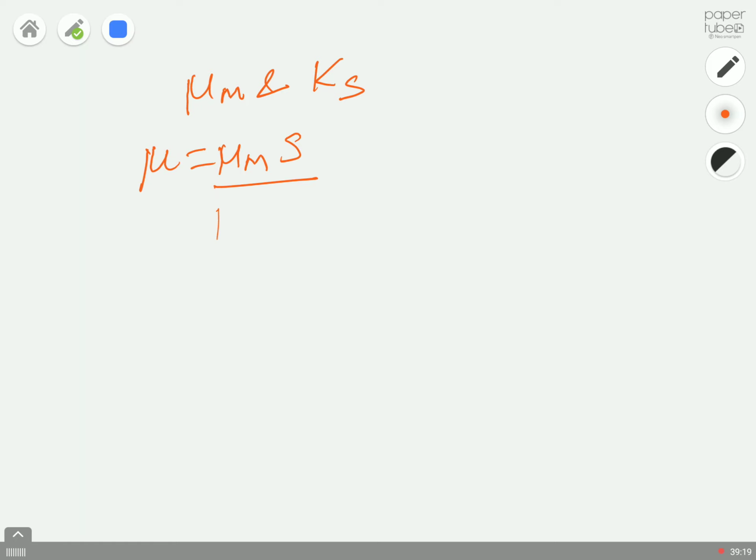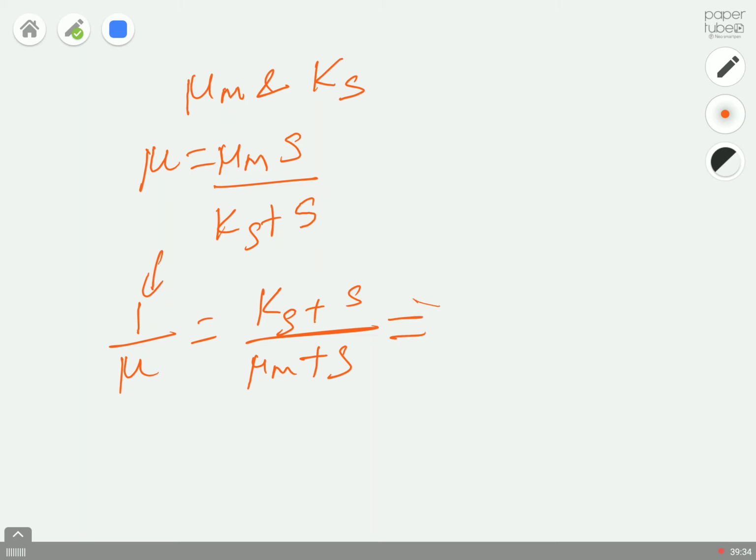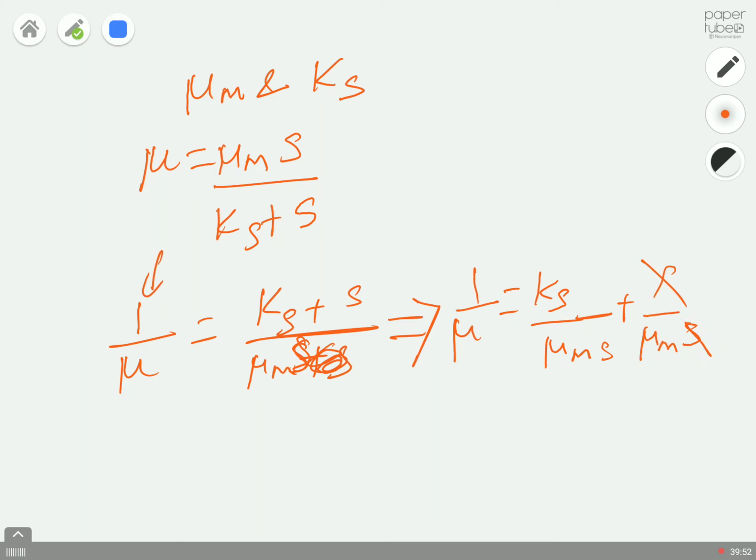You know mu equals mu m S by Ks plus S. What we are going to do is take the inverse of this on both sides. This will be equal to 1 by mu = Ks by mu m S plus S by mu m S. So S and S get cancelled, and you end up with a linear equation: Ks by mu m times 1 by S, plus 1 by mu m.